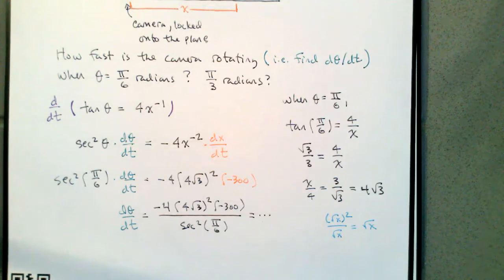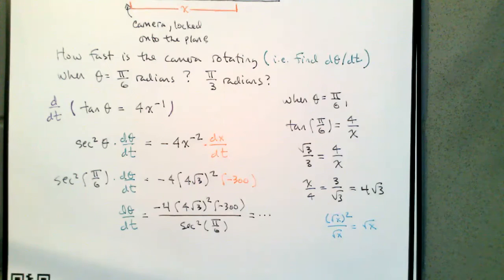This will be how fast the angle of the camera is changing in radians per hour, because the time that we're using here, that 300 introduced the time, and that's going to be in hours. So we'll have to work out what this number is.